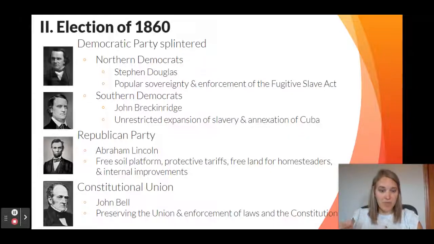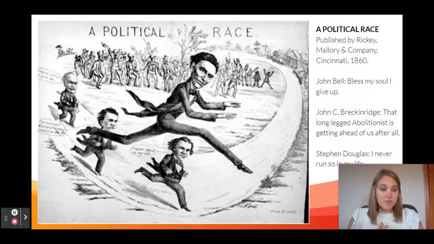Abraham Lincoln had a free soil platform. That's the main thing you want to remember, is that he had a free soil platform, which was not an abolitionist platform, but rather the idea that slavery would not extend into the Western territories. He also supported protective tariffs, free land for homesteaders, and internal improvements such as railroads. And then the Constitutional Union Party, more of a minor party here, was really focused on just preserving the Union, enforcing the current laws and the Constitution. So here's a famous political cartoon about the 1860 election, not only showing Abraham Lincoln leaping forward over the other candidates, but also kind of playing on the idea that he was very tall here.